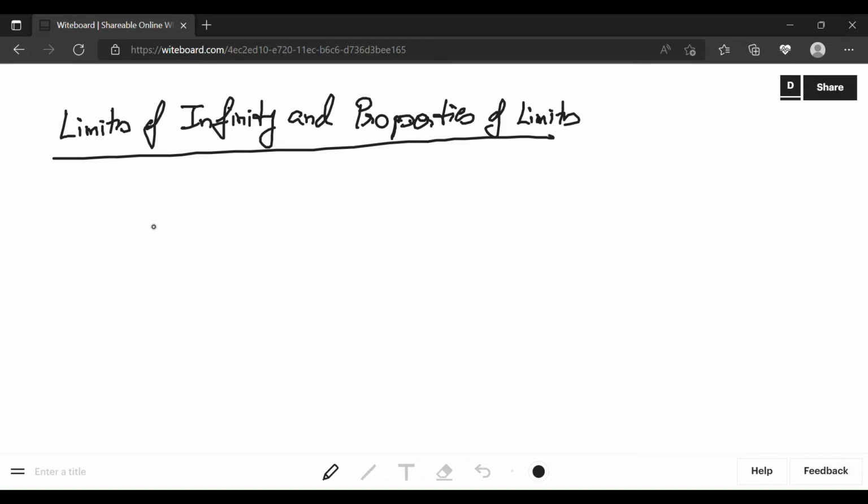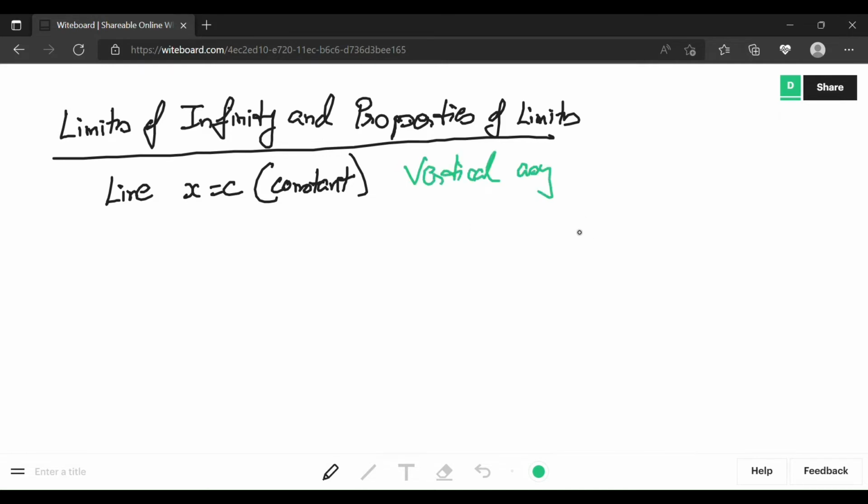Now consider the line x equals c, where c is a constant. You consider this as a vertical asymptote. Now consider the graph of the function y equal to f(x). This is the graph.